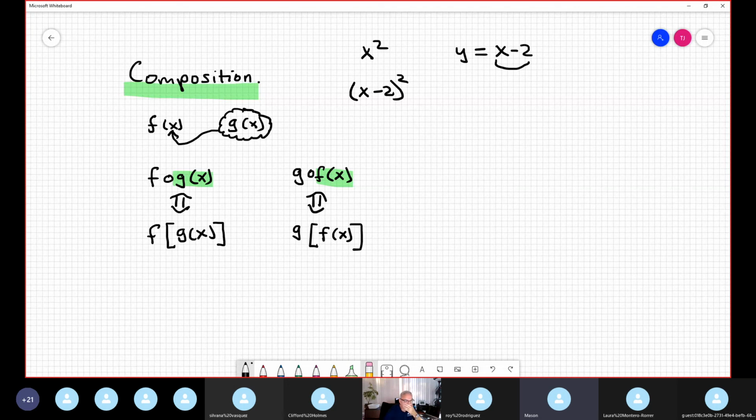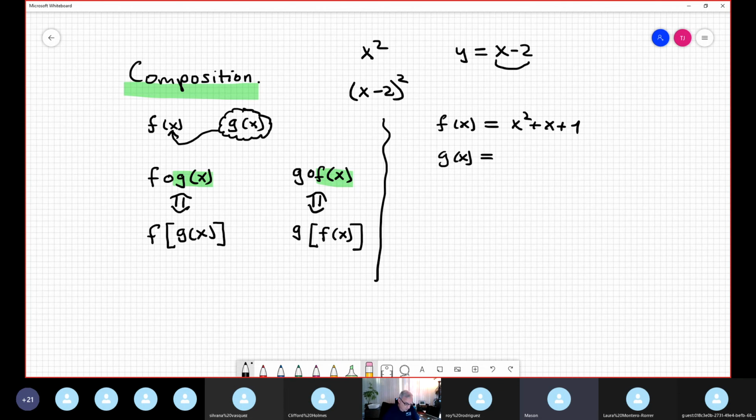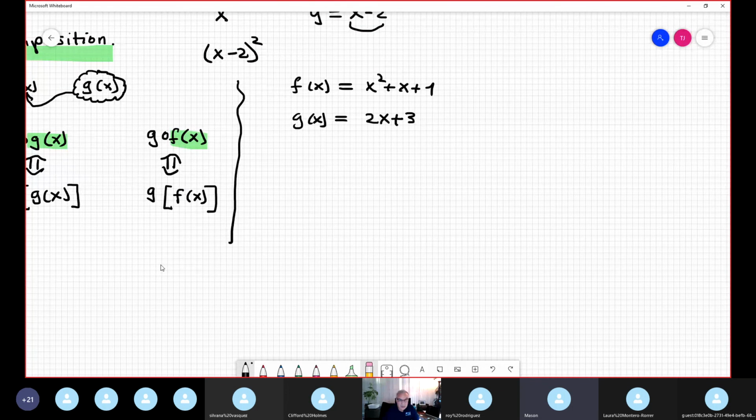Let me try to understand using one elementary example. Suppose you have the function f of x is equal to x squared plus x plus 1. This is given in my test. And g of x is 2x plus 3. Okay. And the test I asked you: determine the expression of f composition g.